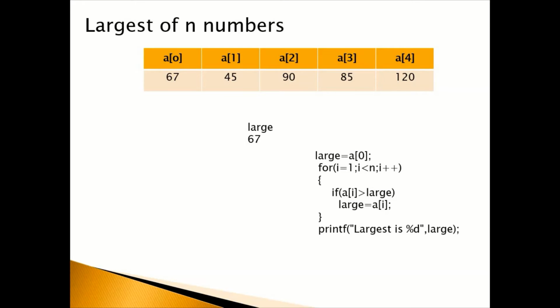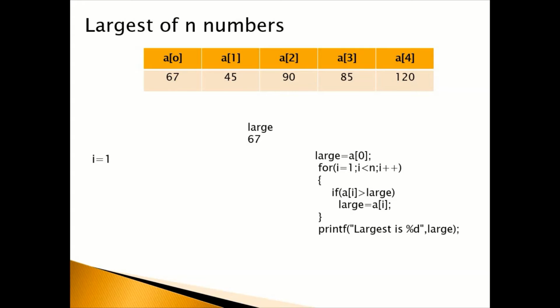First, the first number, that is 67, is assumed as the large value. So large is initialized with 67. Large is equal to a of 0. A of 0 is the first number, that is 67, which will be stored in the variable large. Next, it comes here, I is initialized to 1.